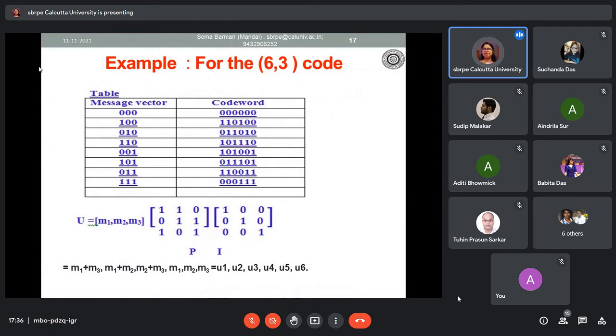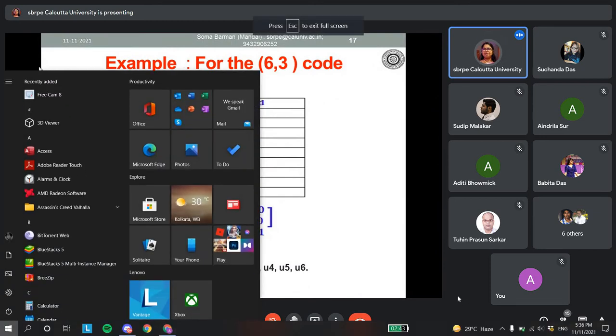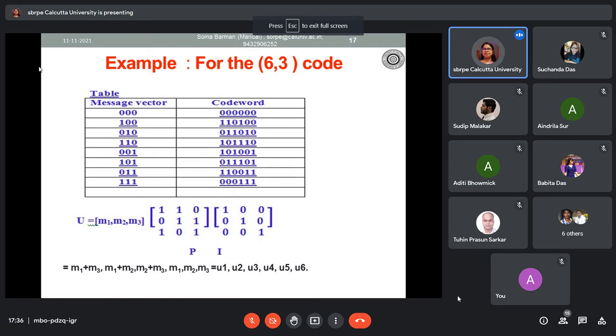Now in this case we are showing the same (6,3) code, and we are considering that the parity bit is nothing but a linear combination of the message bits. So the generation of the parity bit is also very easy. You can generate the parity bit; it is nothing but the linear combination of the message bits.